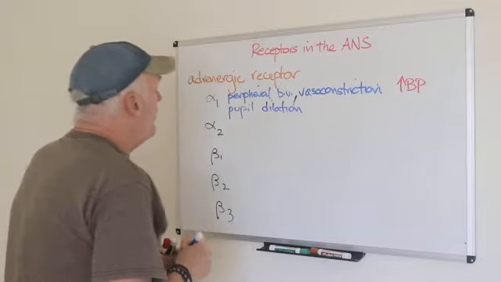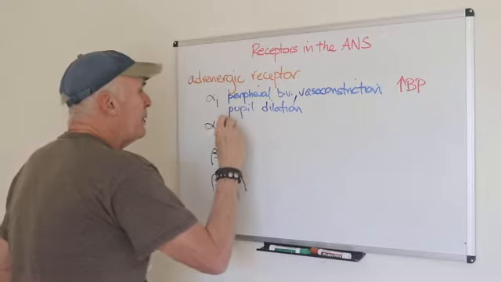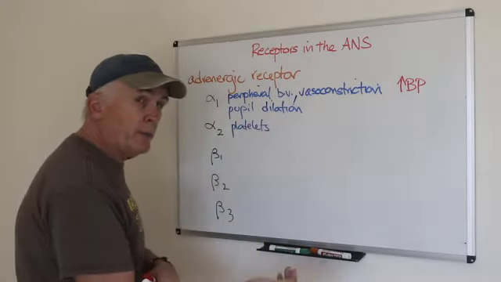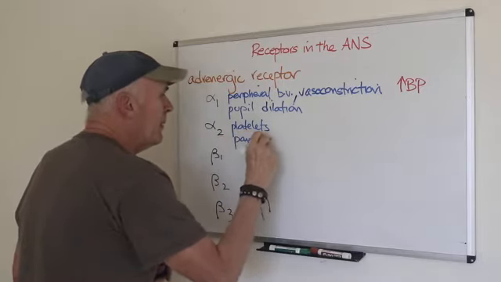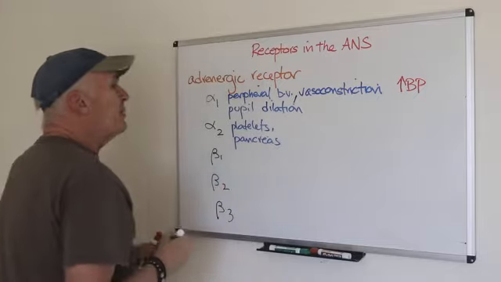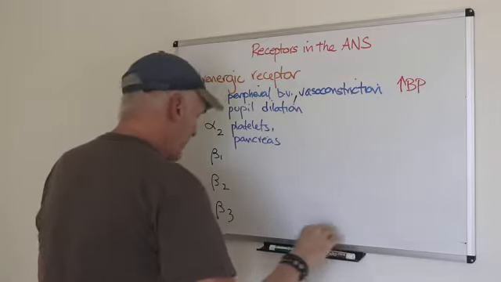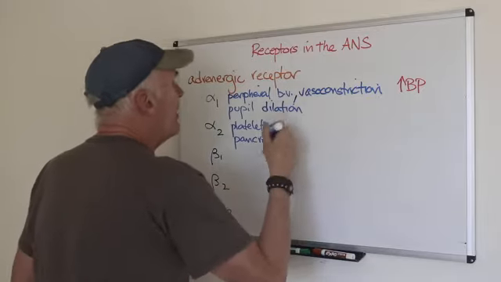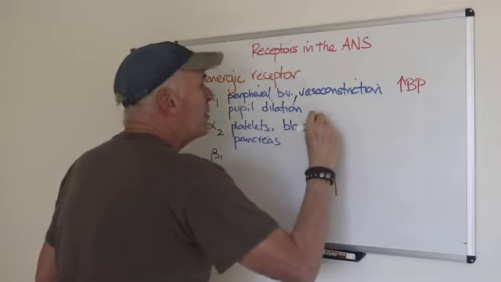Okay, alpha 2s. We find these in 2 places: platelets, so those are in your blood, and also in the pancreas. What happens in the platelets is it causes blood clotting. In other words, it promotes blood clotting.